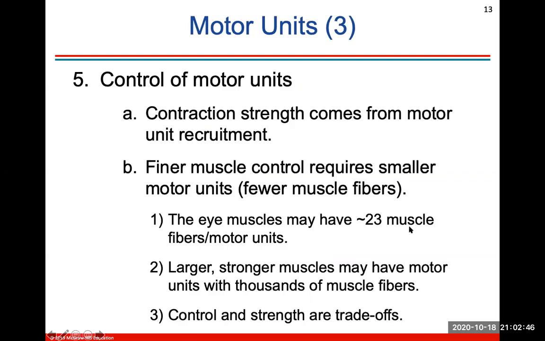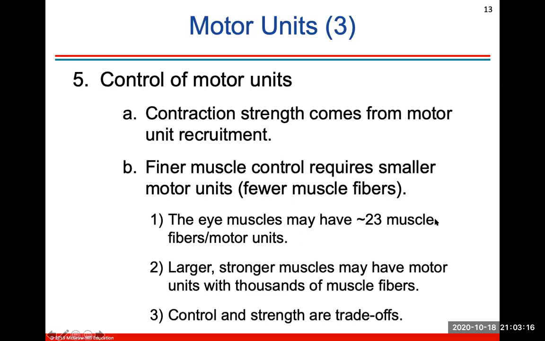Control of motor units: contraction strength comes from motor unit recruitment. Finer muscle control requires smaller motor units. So the eye muscles may have about 23 muscle fibers per motor unit, whereas larger, stronger muscles like your quadriceps muscles may have motor units with thousands of muscle fibers. Control and strength are trade-offs. So you'll notice your leg muscles are extremely strong, but they're not as precise as doing fine motor movements like your fingers are.